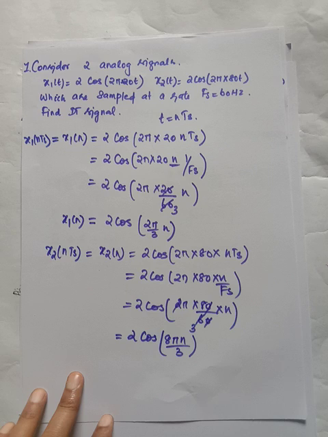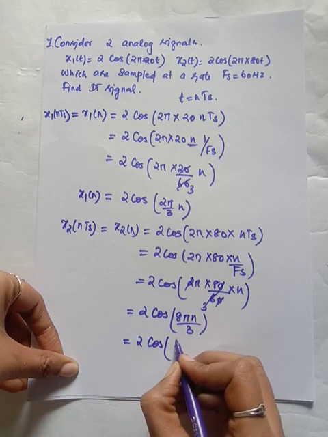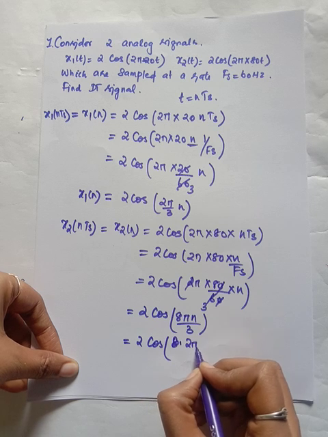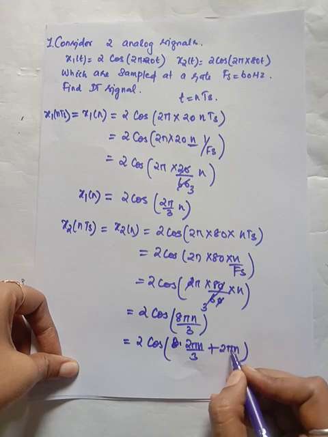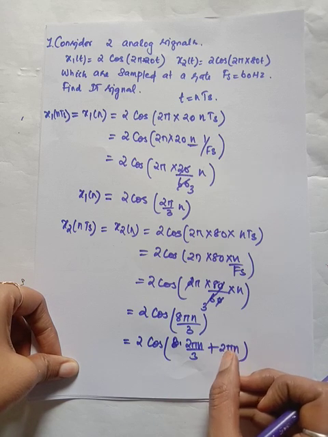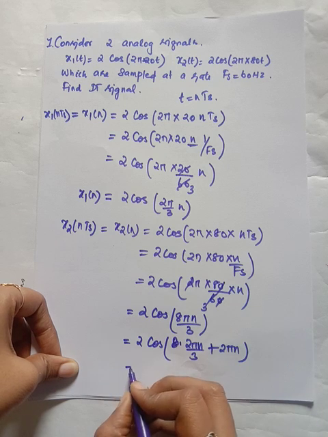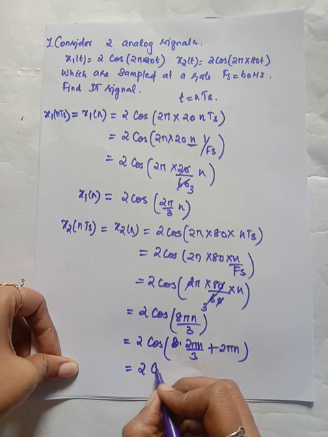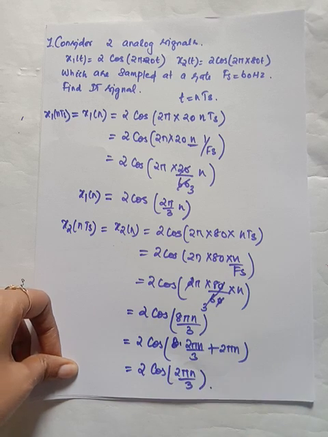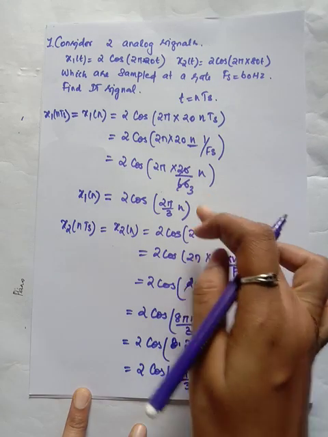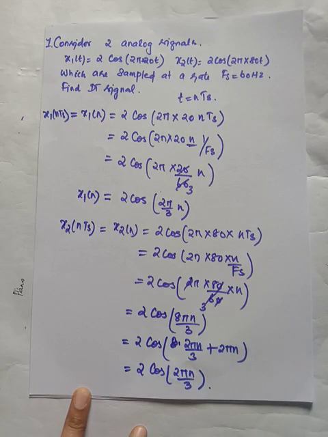And there is another step. This can also be written as 2 cos of 2 pi n by 3 plus 2 pi n. When you take the LCM, you will get 6 pi n, and when you add it, you will get 8 pi n. So this can be written, with 2 pi n as a period, as cos 2 pi n by 3. So when you sample these two signals, you will get this identical signal.